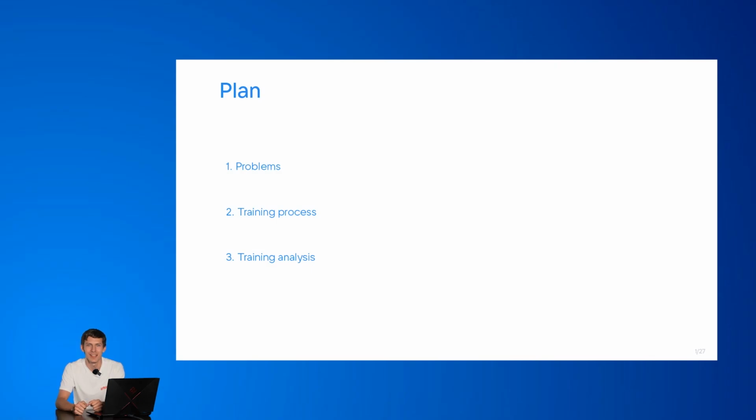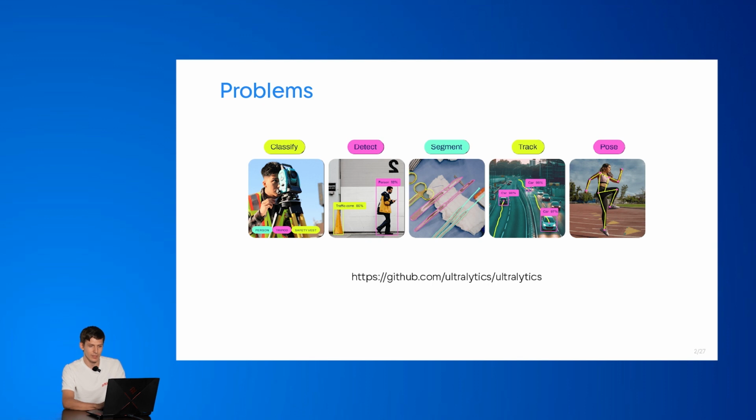Hello everybody. Today we will talk about popular CV problems, about the training process and about evaluation of the model. We can solve a lot of problems by using machine learning methods, and classification, detection, segmentation, tracking and pose estimation problems are among them. Let's look into each of them.